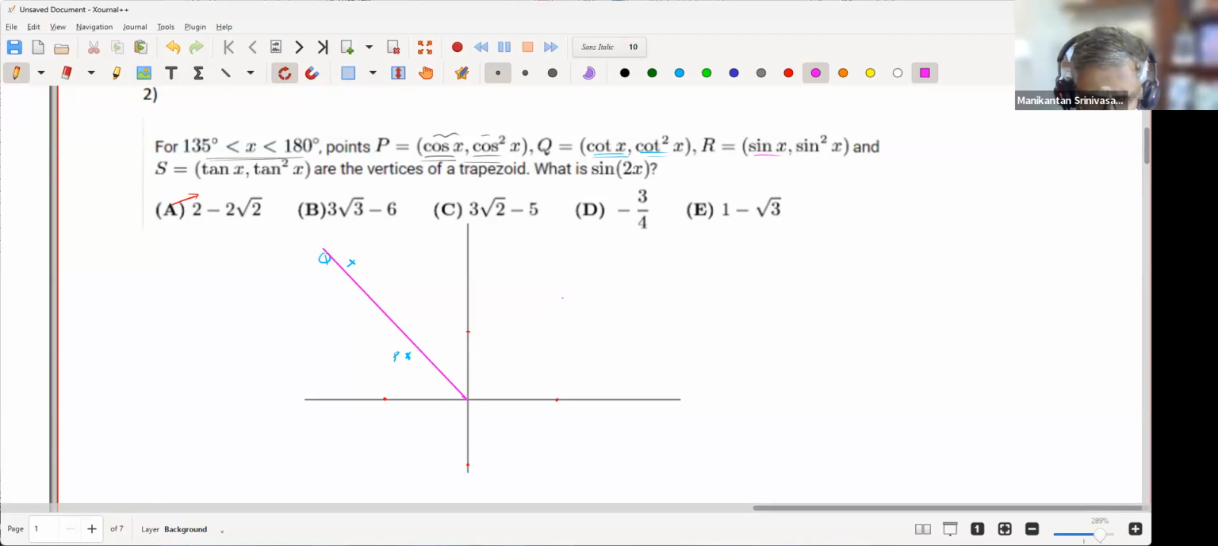Again, all of this is not necessary. As long as you roughly plot, it's fine, just to get an idea. The only reason I'm doing that is I just want to see which are the two parallel sides. As long as it's fairly obvious, it should be fine. So S is tan x. Tan x is a negative number. Tan square x is a positive number. So that will probably be somewhere here.